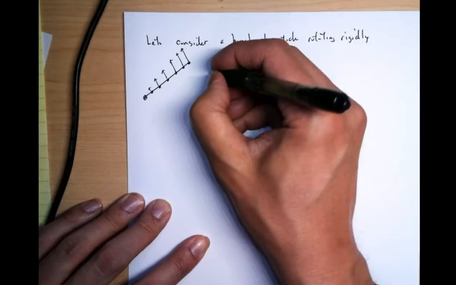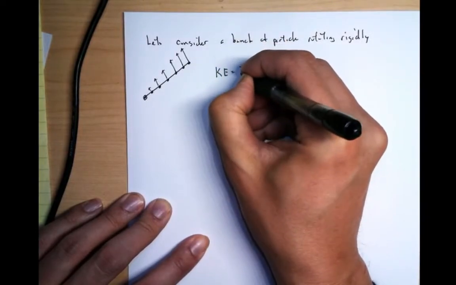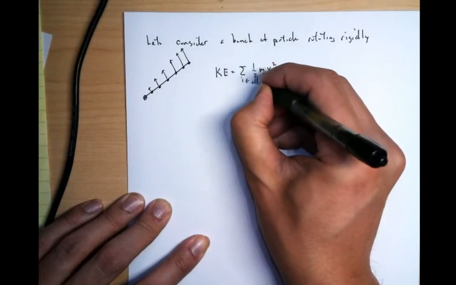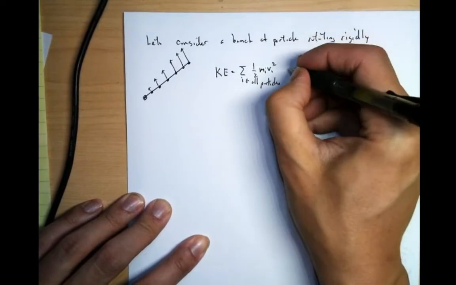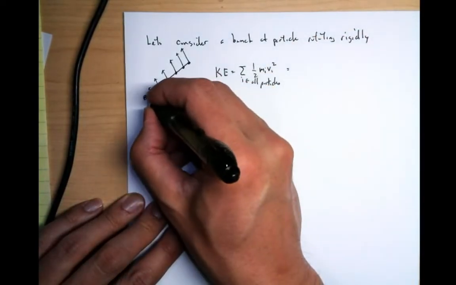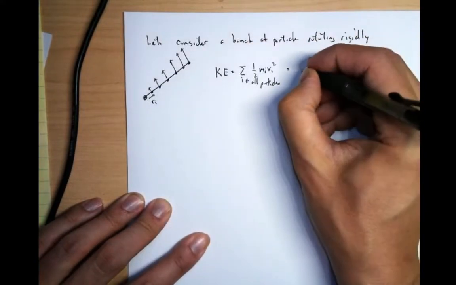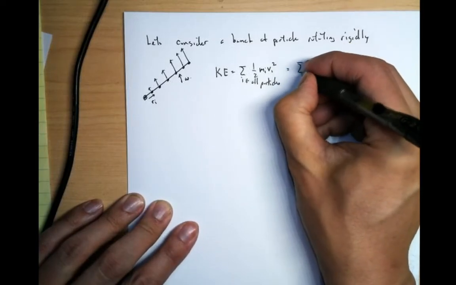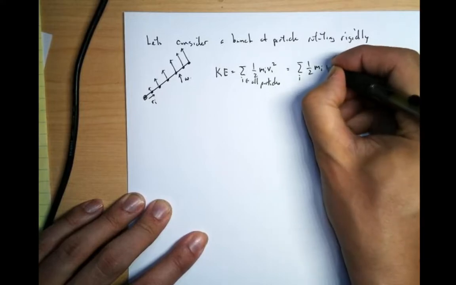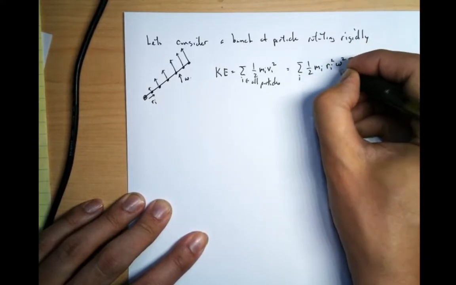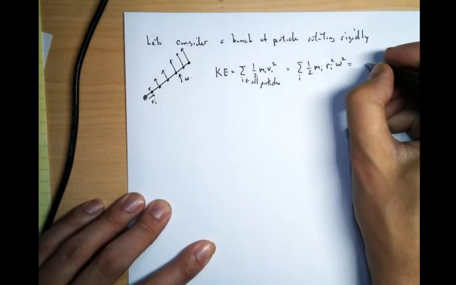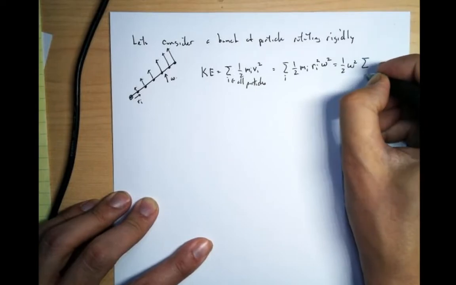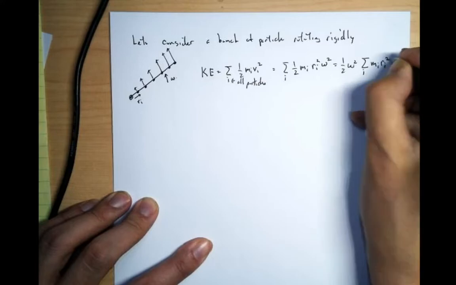And I want to compute the kinetic energy of this thing. So kinetic energy is the sum over i, which is all the particles, of 1/2 m_i v_i squared. These are all our i's, all rotating with some constant angular velocity omega. So this is equal to the sum over i of 1/2 m_i r_i squared omega squared. Omega is constant for all of them, so rewrite this as 1/2 omega squared, bringing omega out, times the sum over i of m_i r_i squared.